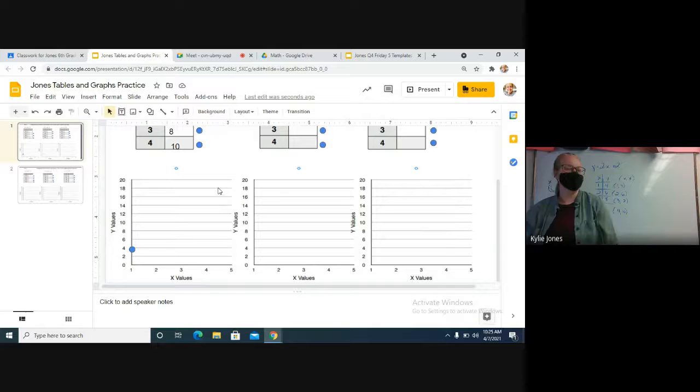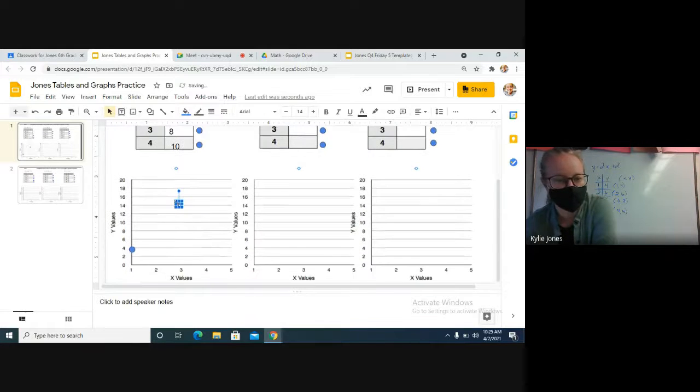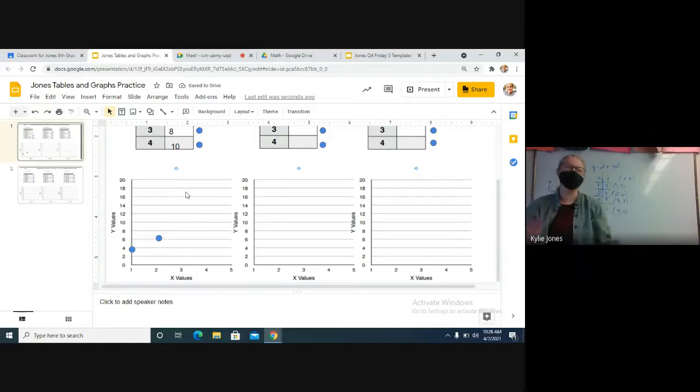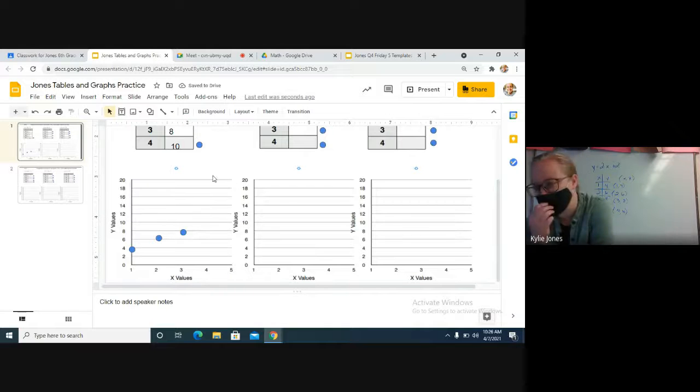Okay. What about the next one? So over 2, up 6. Oops, I messed up the dot. There we go. Over 2, up 6 is about there. As close as you can get it. If you're doing it on paper, draw a dot where it's supposed to go. The next one is over 3, up 8. So we would go to the right 3, up 8. That one wasn't very close, but that's all right.